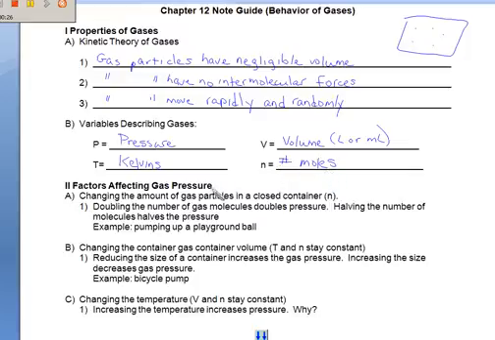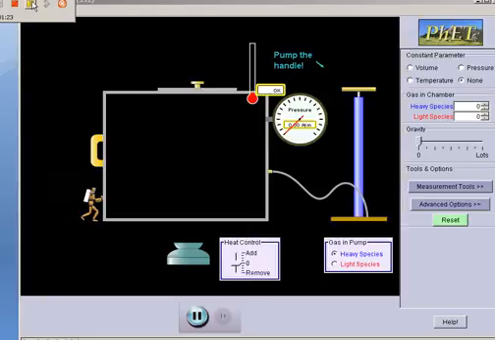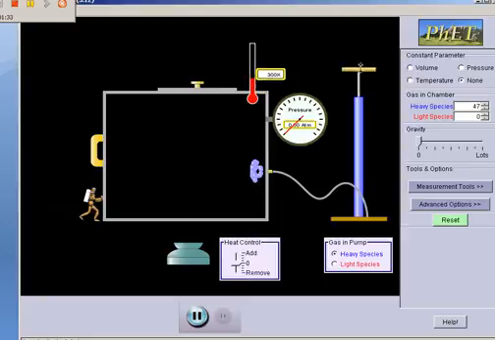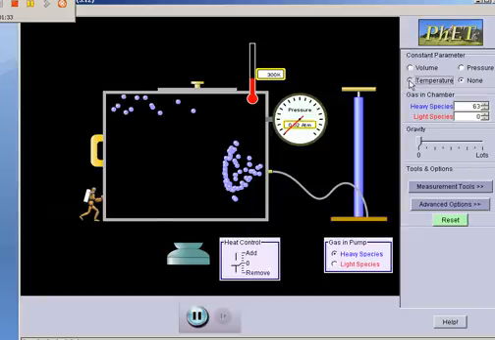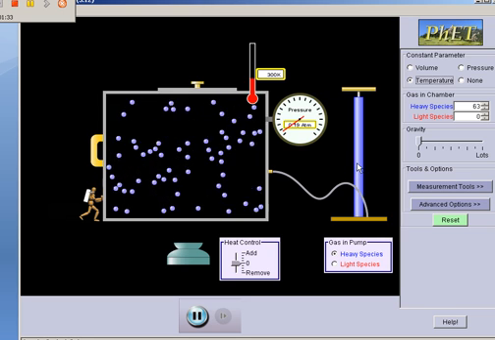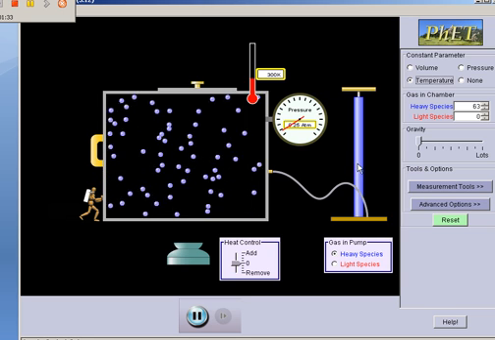Let's look at three factors qualitatively that affect the gas pressure. First, we're going to look at changing the amount of gas particles in a closed container. And to do that, we're going to look at a simulation from the University of Colorado, PhET. All right, here we have the simulation from PhET, and we're going to put some gas molecules into this container here, and we're going to hold the temperature constant. What we're interested in seeing here is what happens as we increase the number of moles of gas.